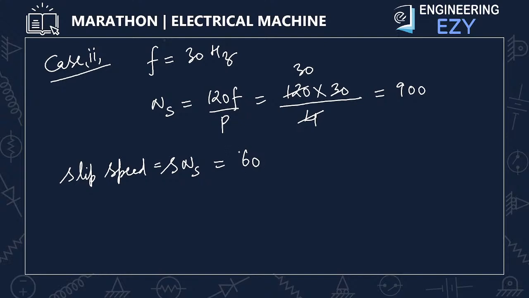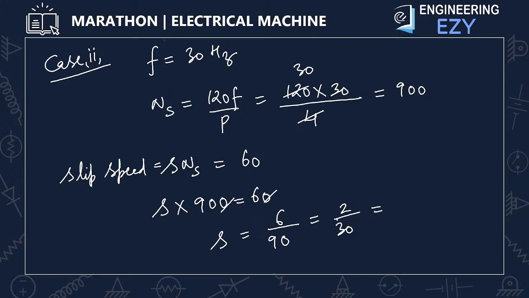In the V by F control, S times NS remains the same. So what is S? We have to calculate the new slip. New NS is 900, so S times 900 is equal to 60. So what you are getting? New slip is equal to 6 upon 90, or 2 by 30. 2 by 30, if you calculate, you are getting 1 by 15. In the percentage form, 2 by 30 into 100 is 20 by 3, which is 6.67%. So the new slip changes from 4% to 6.67%.